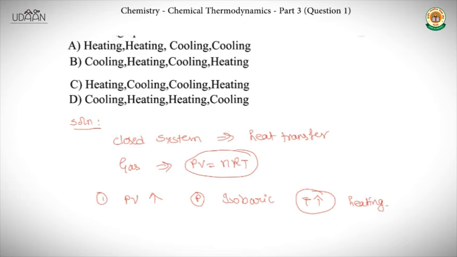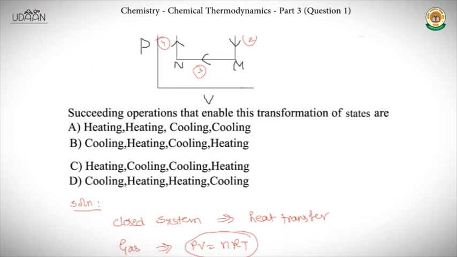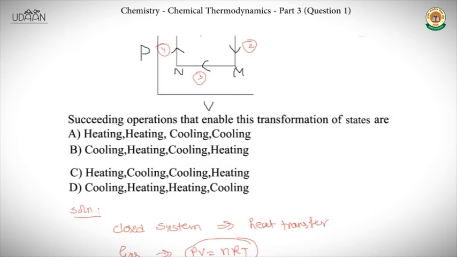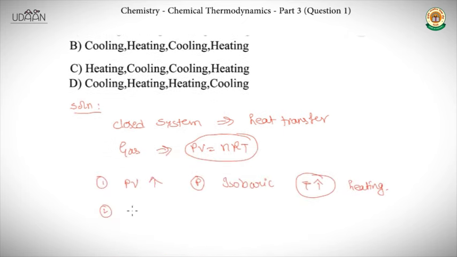Similarly, in process 2, L to M, volume is constant, but pressure is decreasing. It is an isochoric process. PV is decreasing, so temperature is decreasing. So this is cooling.